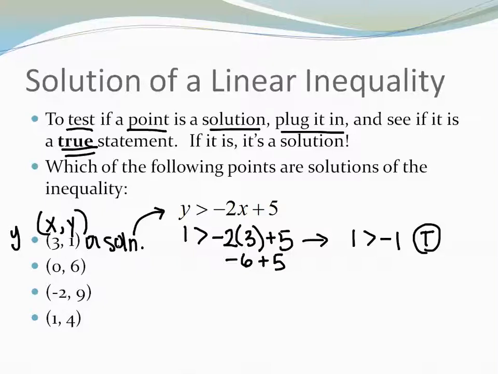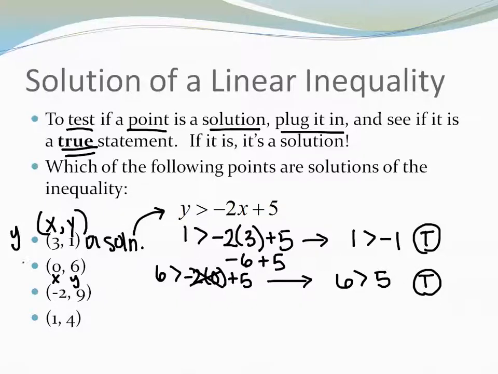Let's try 0, 6. So x and y, so 6 is greater than negative 2 times 0 plus 5. That gives me 6 on the left, and this is 0, so it just goes away, so I have 5. Is 6 greater than 5? Yes, that's true.